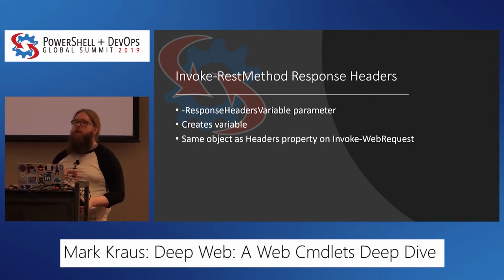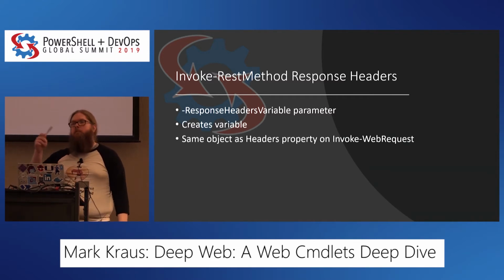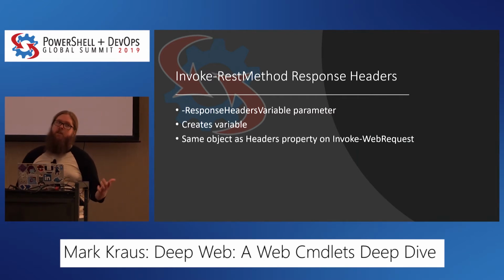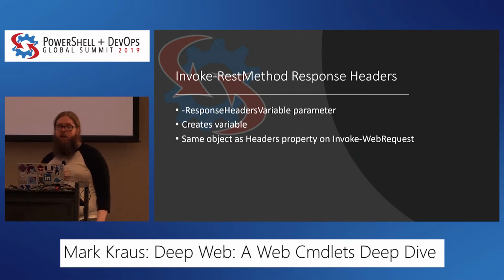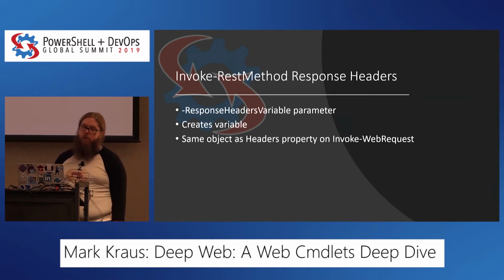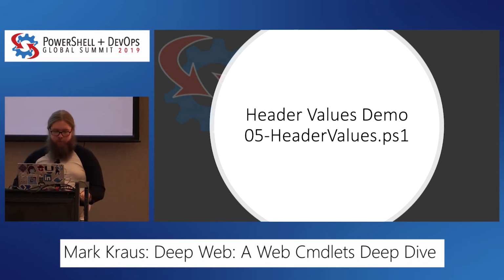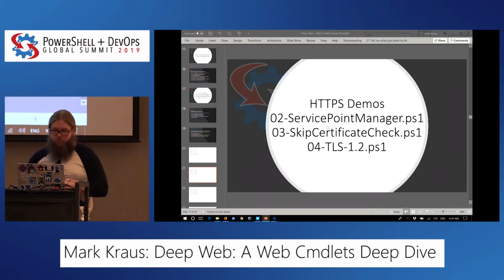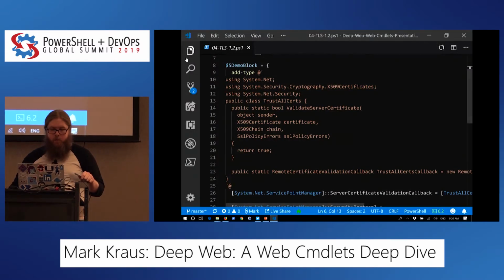But invoke REST method in 5.1 did not support the ability to get those. So what you'd have to do is go back to using invoke web request, make your call, parse the body yourself, and look at the headers. That's kind of painful. So now it's possible to actually get the headers and the response parsed by invoke REST method a lot simpler. So let's kind of show that, because it's a little weird way to engage with it.